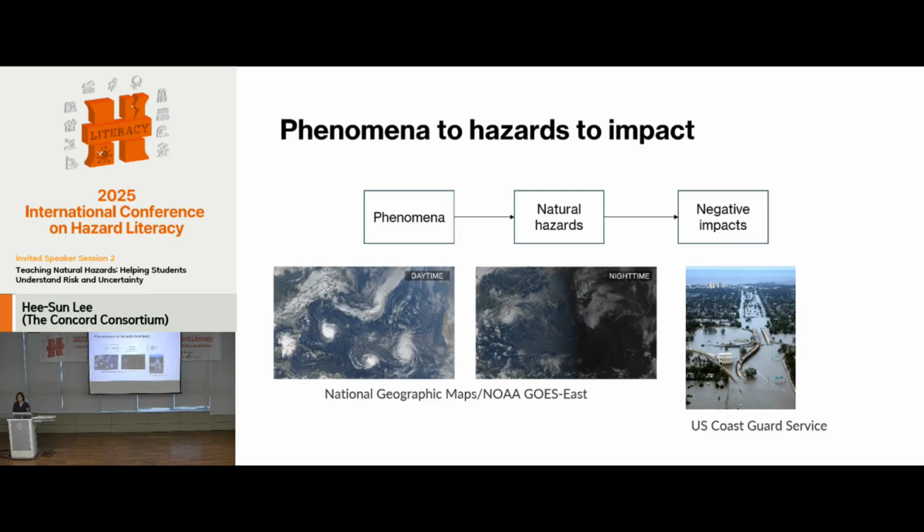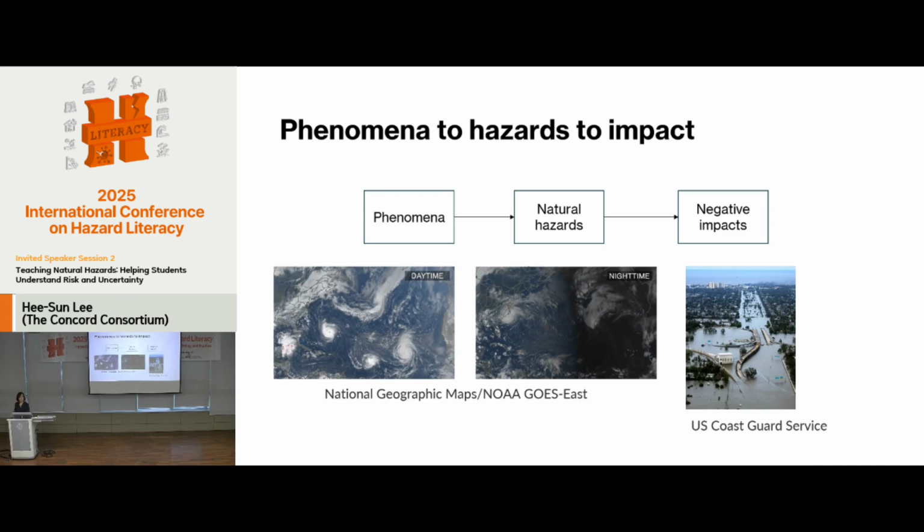So even though we have hurricanes or tropical storms that approach the strength of hurricanes, they are not yet hazards. But if it approaches inland where people live, where critical infrastructures are, then we must worry. That's when phenomena become hazards. And once those become hazards, you know what's going to happen: inundated streets, collapsed buildings, lost lives, and everything else comes.